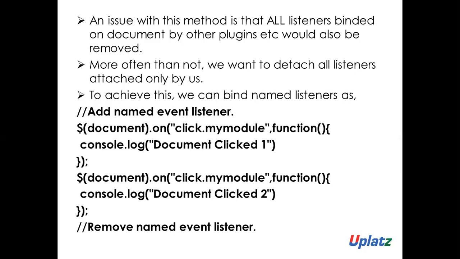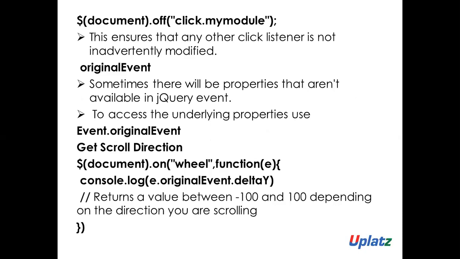Next is how to remove a named listener. It is document dot off, and this ensures that any other click listener is not inadvertently modified. About the original event: sometimes there are properties that are not available in the jQuery event. To access the underlying properties, we use event dot originalEvent.